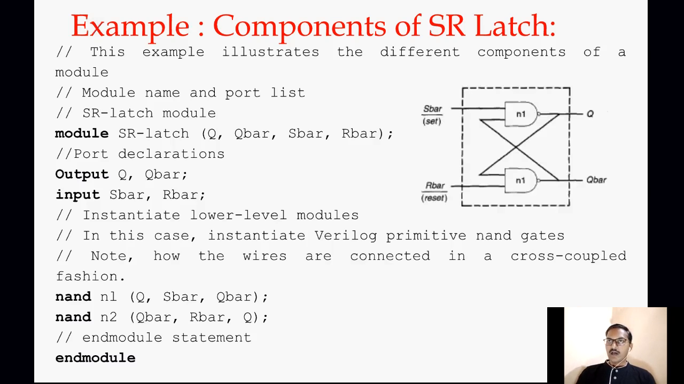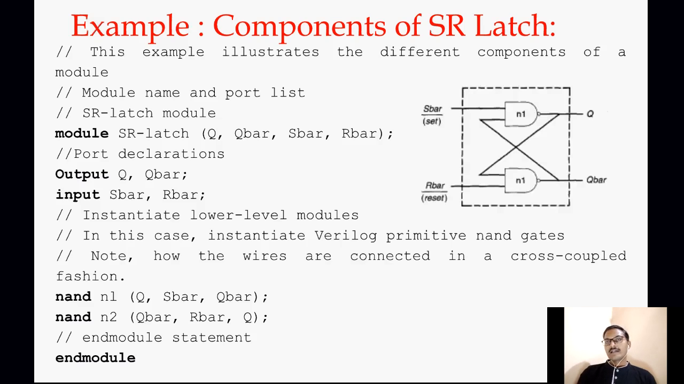Here on the left hand side we can see the SR latch. For this SR latch we have two inputs and two outputs. What are the inputs? That is S bar, that is set, and R bar, that is reset. And what are the outputs? Q and Q bar. If you look at the internal implementation of this SR latch, it has two NAND gates, N1 and N2. So let's see how we can write a module for the SR latch.